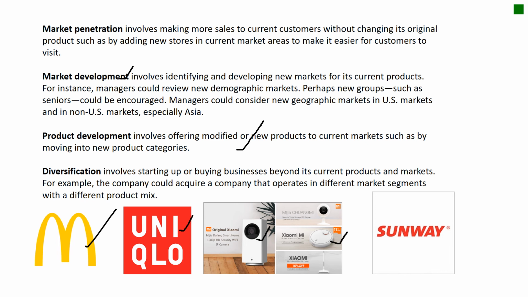And fourth is diversification. It involves starting up or buying businesses beyond its current products and markets. For example, here is the company Sunway. Sunway has diversified, long before we knew about Sunway University. Sunway's main business is in the property market. They have diversified in order to target new market segments, and they also introduce new products.